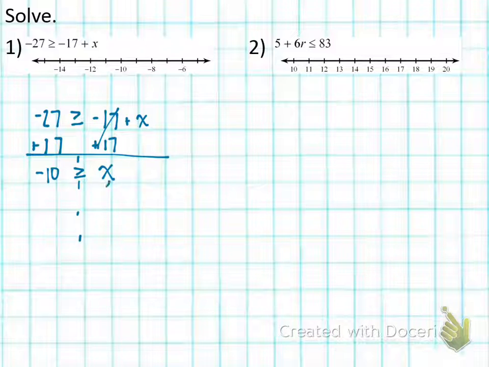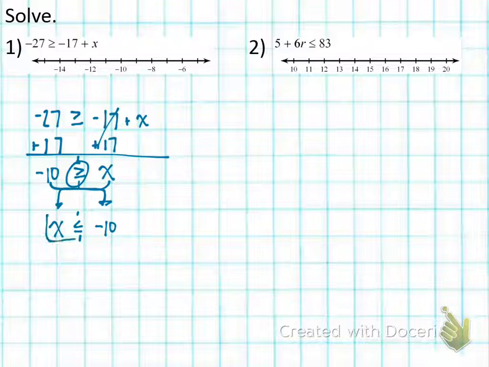I want to put x on the opposite side and the negative 10 on the other side, because I like writing my letter first. When I do that, I have to flip the inequality sign, because I want to make sure that the inequality is true. We're saying negative 10 is greater than or equal to x, but also x is less than or equal to negative 10.